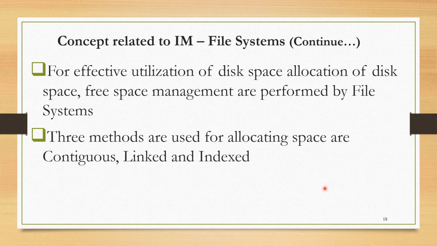One is contiguous. Contiguous means continuous blocks are given. One is linked. Here it doesn't give continuous space to a file. One block is given and that block is linked to the second block in some other location. It is not necessarily contiguous. And the third one is indexed. We'll see all of them today.